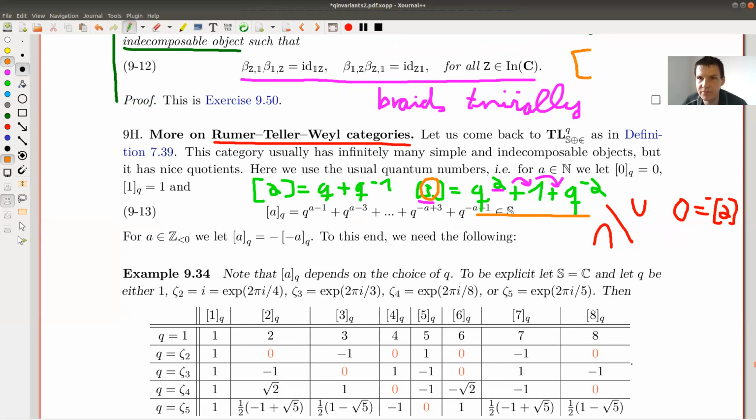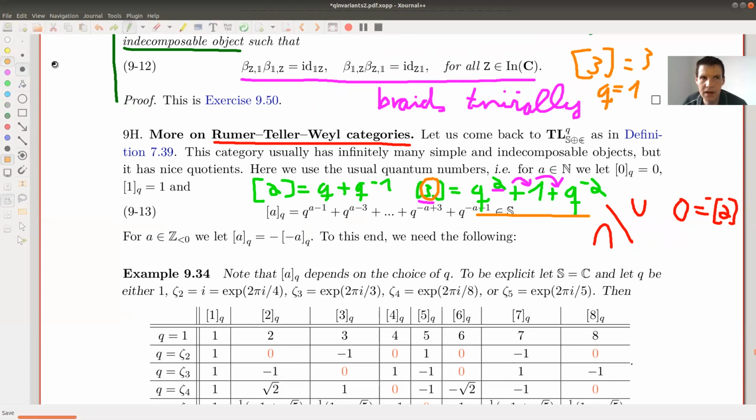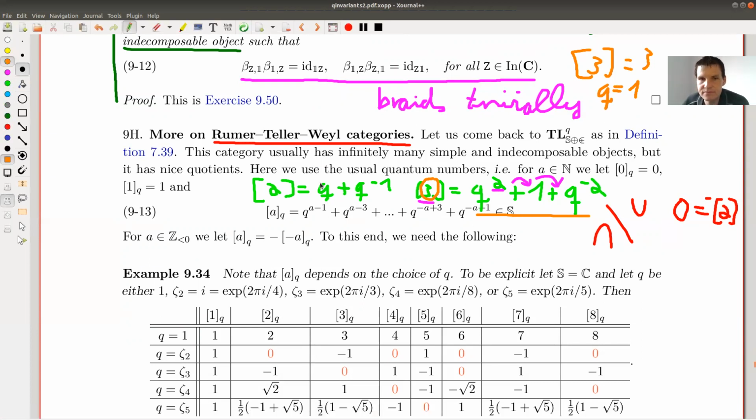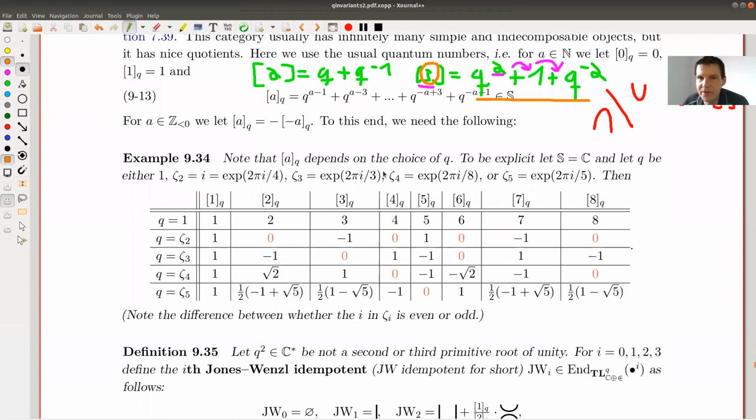So quantum 3 is 3 for Q equals 1. It's kind of a finer version of writing 3. And the quantum will distinguish links. That's basically the idea. But you should be careful that this really depends on the choice of Q, of course, as I've written it down here. So for Q equals 1, quantum 1 is 1, quantum 2 is 2, quantum 3 is 3, quantum 4 is 4. Yeah, okay, you get the pattern.